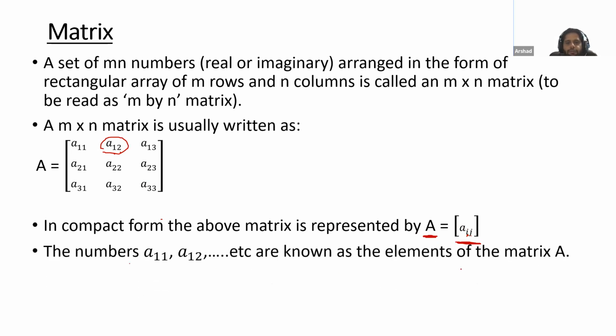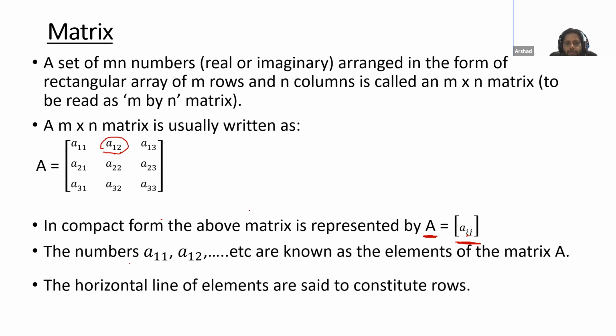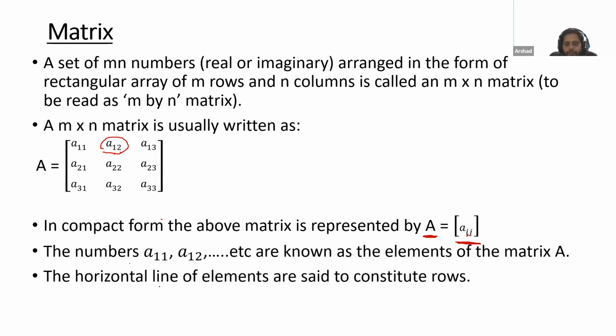Again, the same thing, these numbers are known as the elements of the matrix. Again, we have already discussed this: the horizontal line of elements are said to constitute the rows. So please note down this and confirm to me, then we will start the next talk.